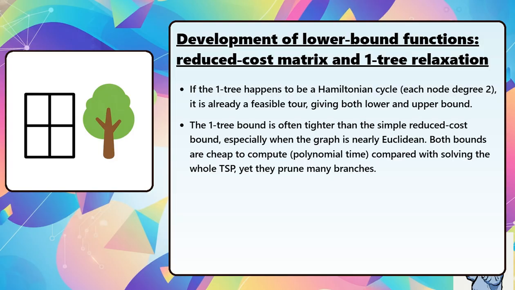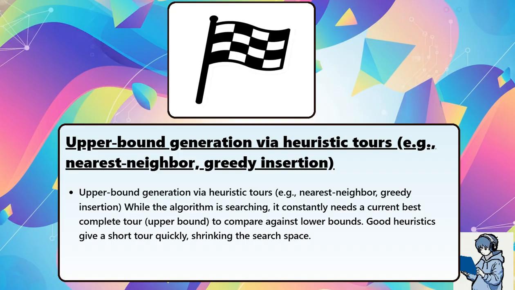The one-tree bound is often tighter than the simple reduced cost bound, especially when the graph is nearly Euclidean. Both bounds are cheap to compute, in polynomial time, compared with solving the whole traveling salesman problem, yet they prune many branches. Upper bound generation via heuristic tour, for example nearest neighbor or greedy insertion.